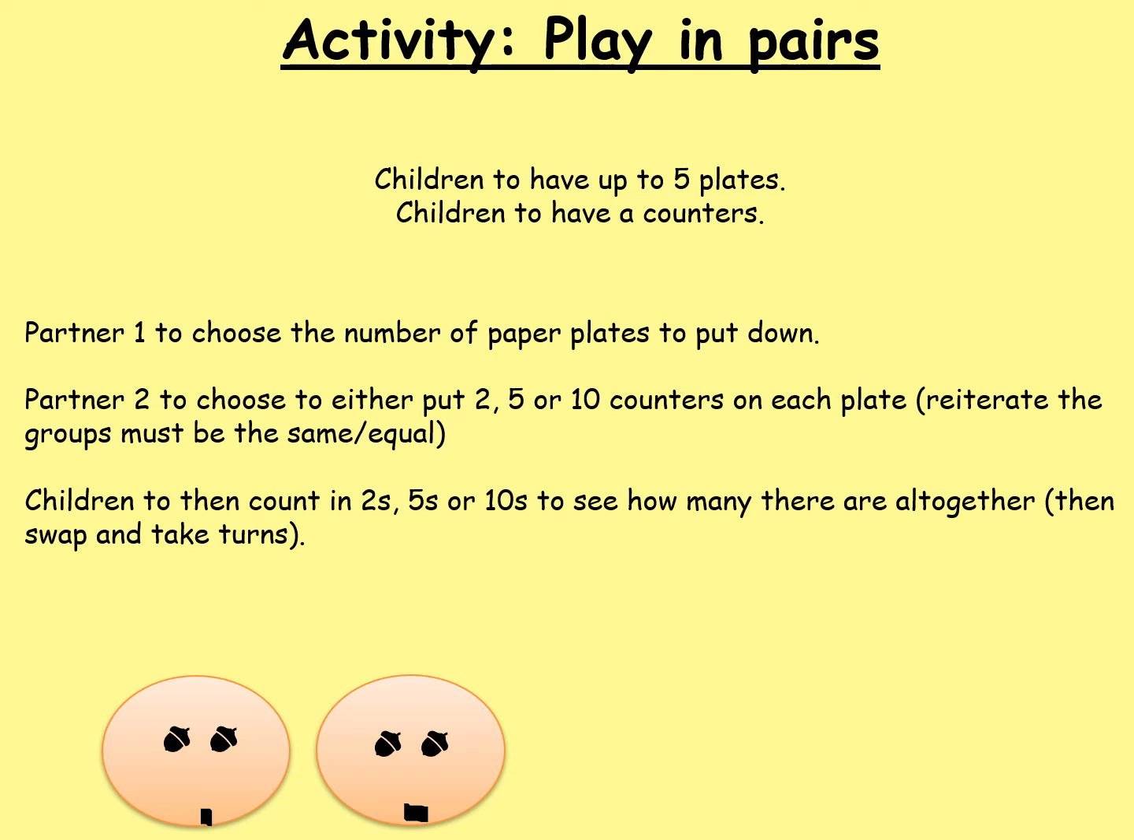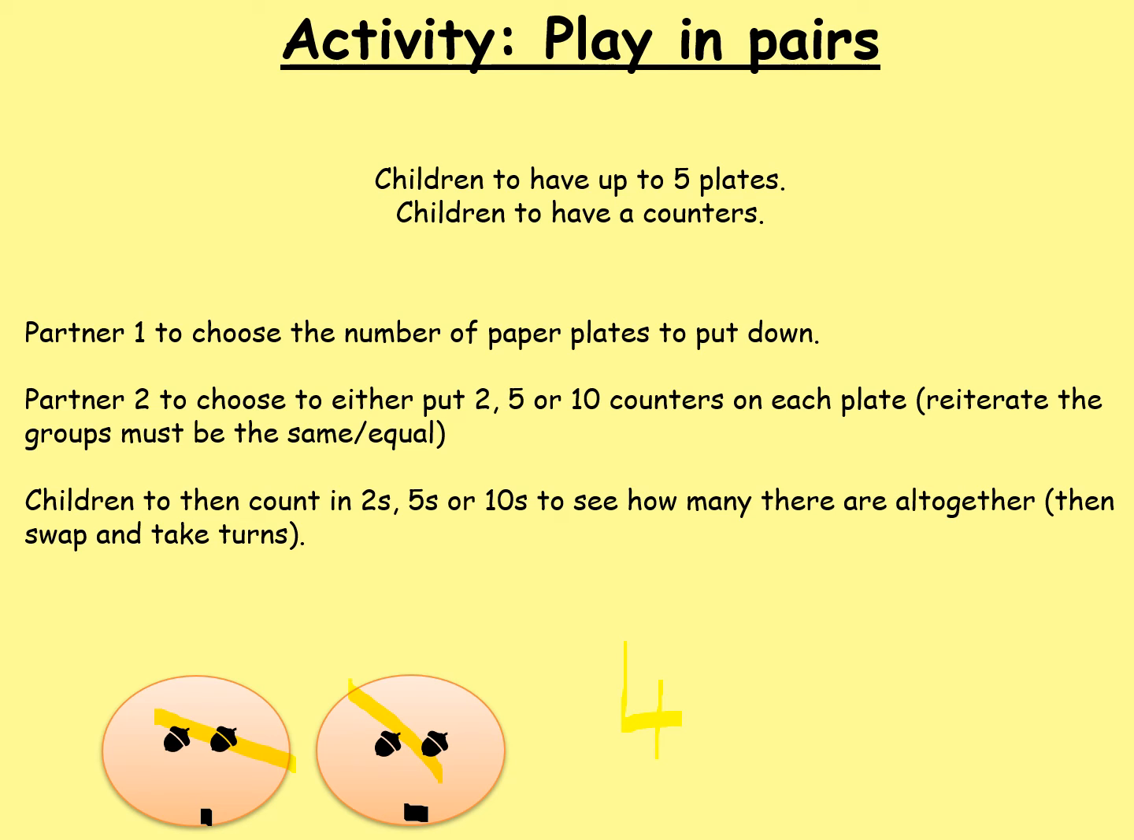So what could we count in? What could we count in to find out how many there are altogether? Have a look at the picture. What can you count in? Yes, I can count in my 2s, can't I, children? So I've got there 2 and another 2 is 4. So altogether there is 4 acorns.